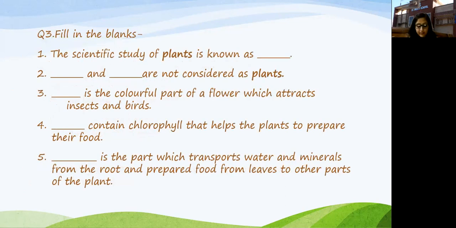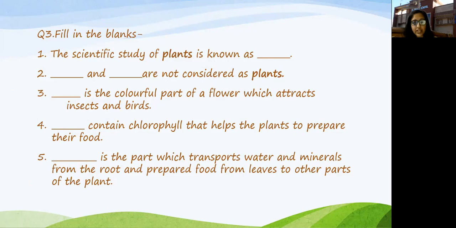Question number 3 is fill in the blanks. The first one is, the scientific study of plants is known as dash. I have told you this in the class, so you can just check. You can go through the video once again if you don't remember the answer. Second, dash and dash are not considered as plants. I have told this too, so just go through the video, go through these slides once again.